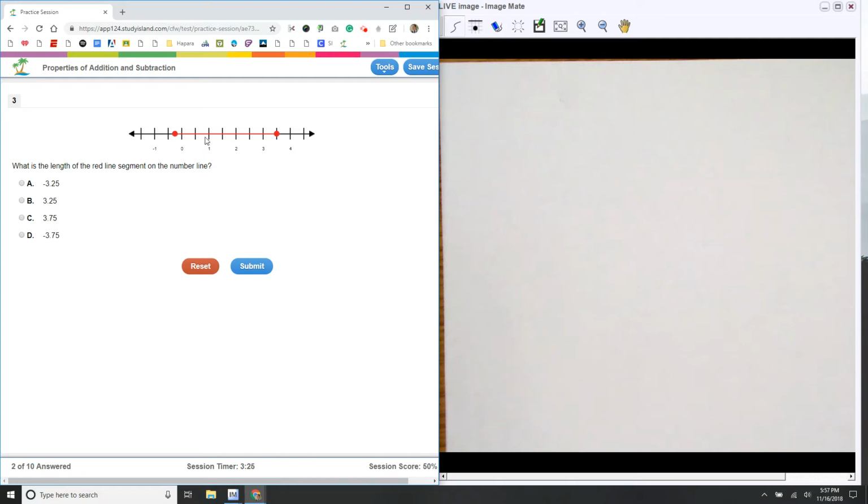How much is those 7 spaces? Remember, every 2 spaces is 1 whole. So if I was counting 2 spaces at a time, I could count wholes. So let's go back and count 2 spaces at a time. 1, 2, 3. So it's going to be 3, and then we have extra. 1 space is worth a half, so 3.5. And halfway to another space is another 0.25, which is 3.75.